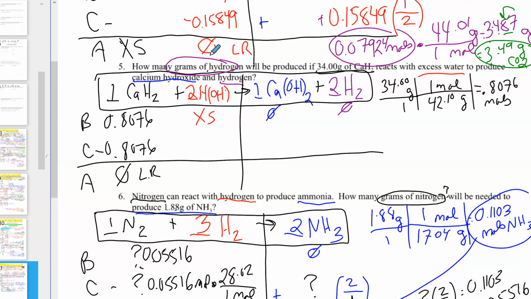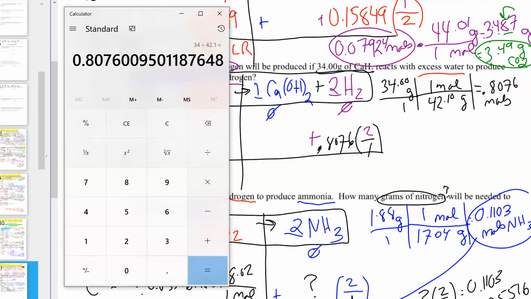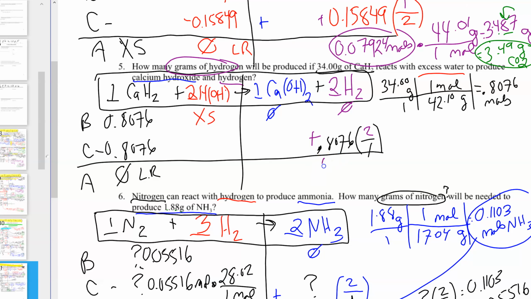So this is what I'm going to zero in on over here. So I'm going to be creating 0.8076, that's my coefficient for my limiting reactant ingredient over there, times the ratio of the unknown hydrogen to the known limiting reactant. So take your number in your calculator, it should still be in there, times 2. 1.615. We got 1.615, and that's how many moles of H2 we've produced.